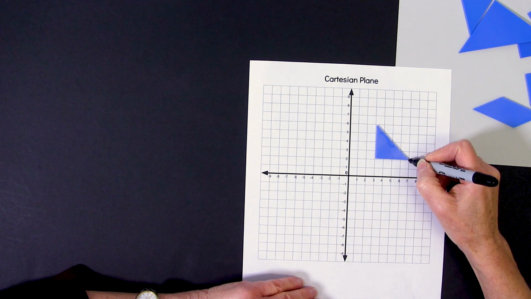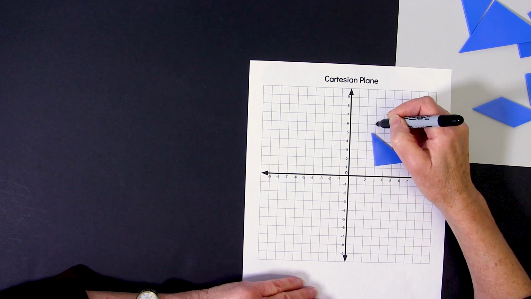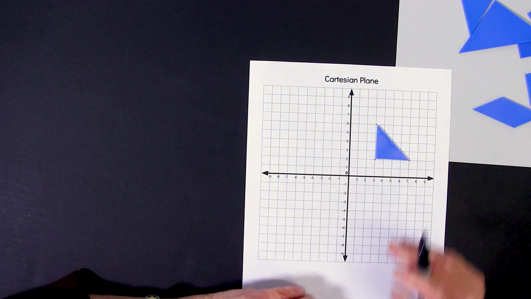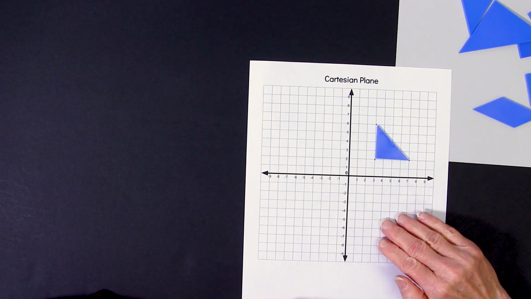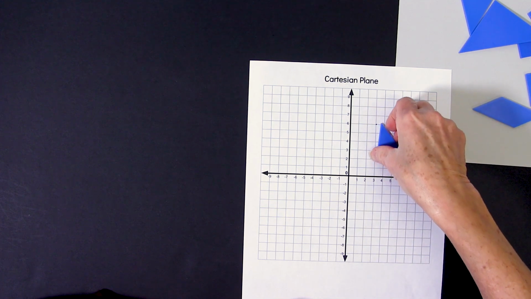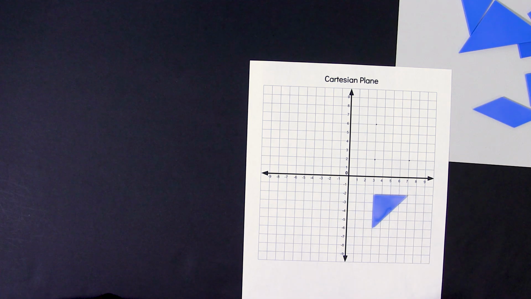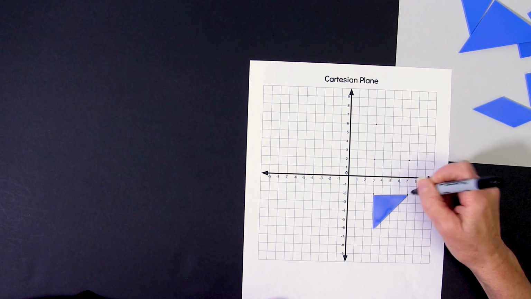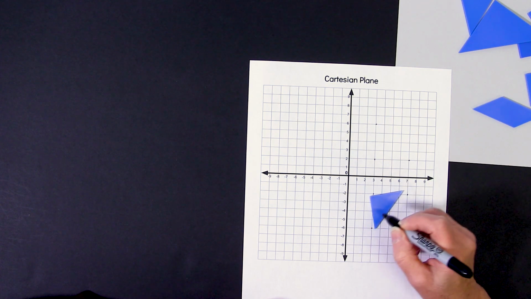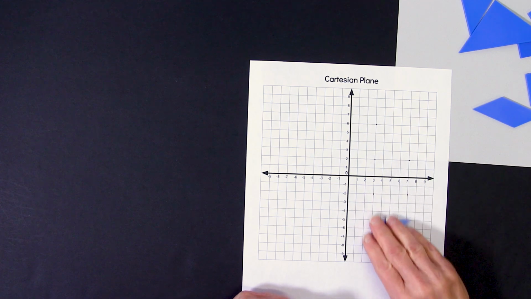Now what I'm going to do is just mark the points that represent the vertices for that triangle. Next, what I want to do is transform the triangle, and I'm choosing to reflect it across the x-axis. Now I will mark the points for the triangle that is in the new position.